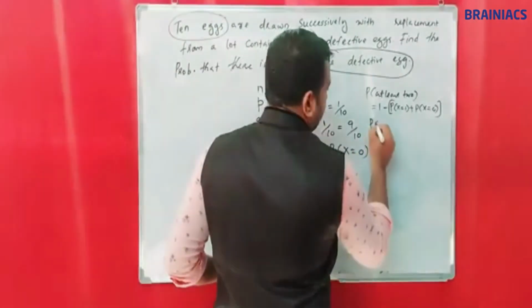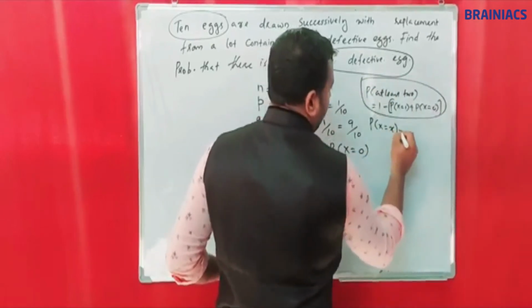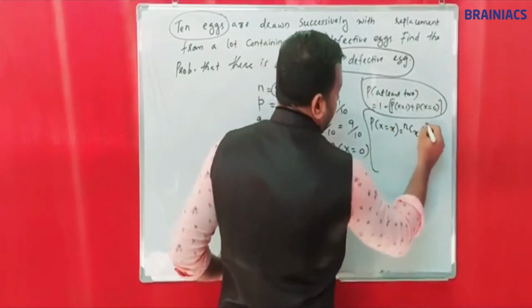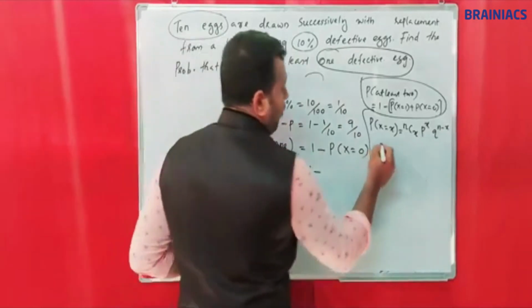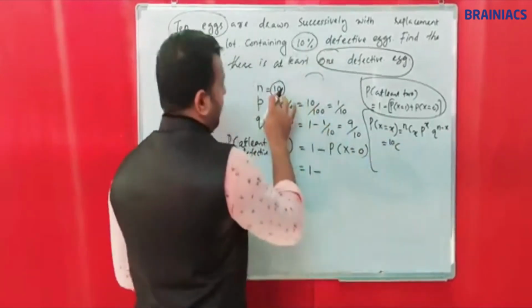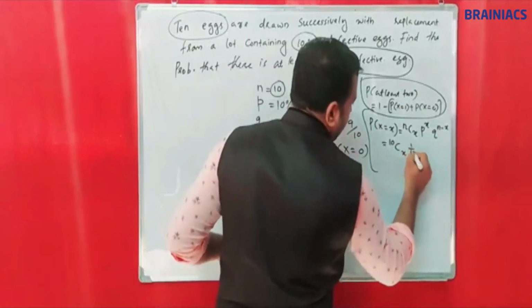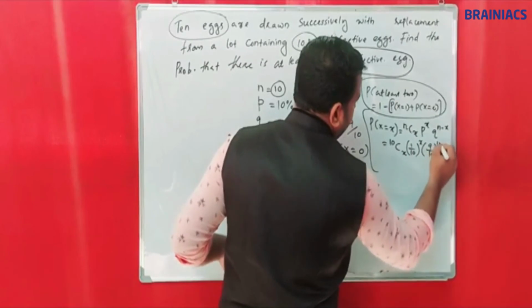Here the binomial distribution equation is P of x is equal to nCx, p raised to x, q raised to n minus x. So the answer will be what? n is 10, 10Cx. What is p? 1 by 10 raised to x. What is q? 9 by 10 raised to 10 minus x. Okay.